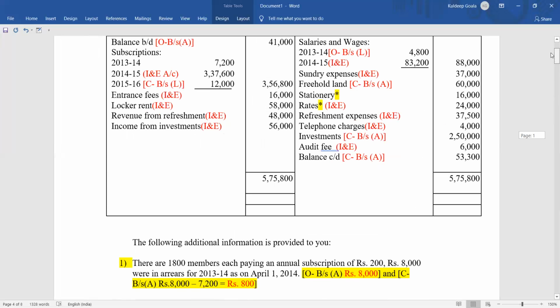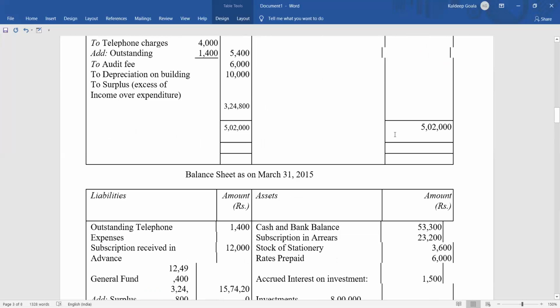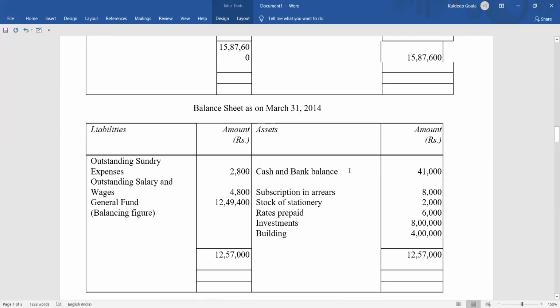So from the top onwards, just see what is the asset side. This is the opening balance of cash in hand and bank. How much? 41,000. So it will come in the balance sheet asset side as cash in hand, cash at bank. See, opening balance sheet, cash in hand, cash at bank, balance, that is 41,000. One by one we'll go.